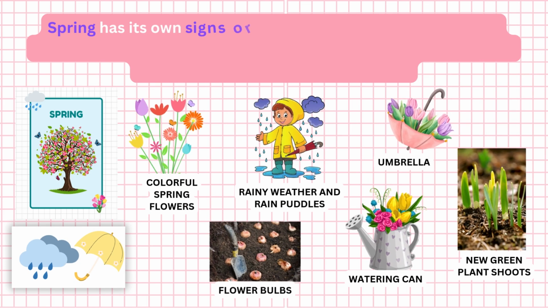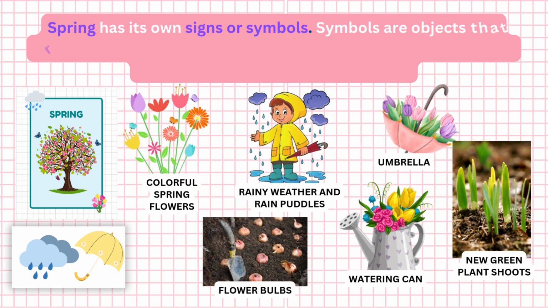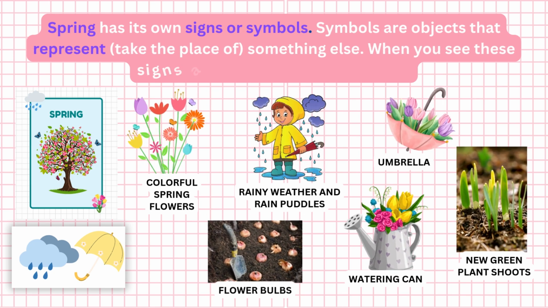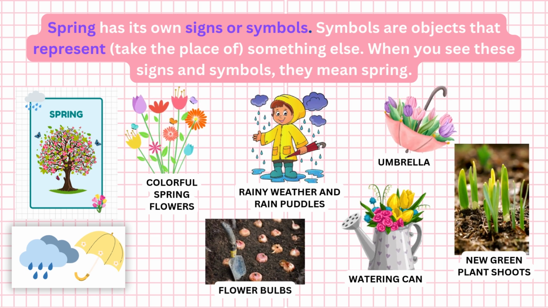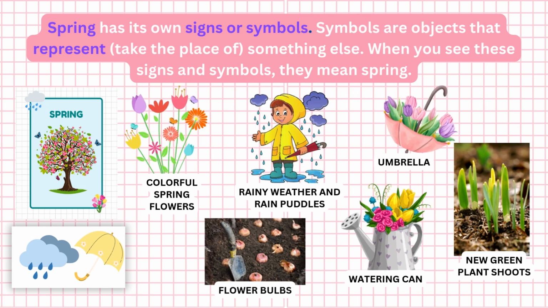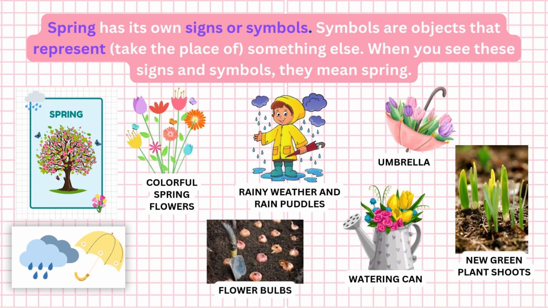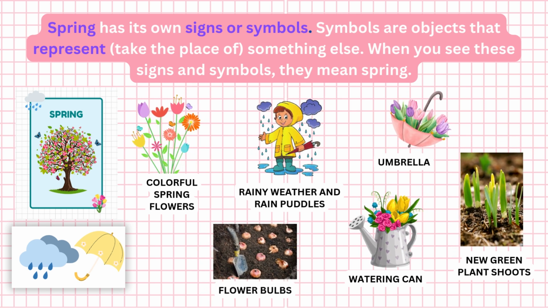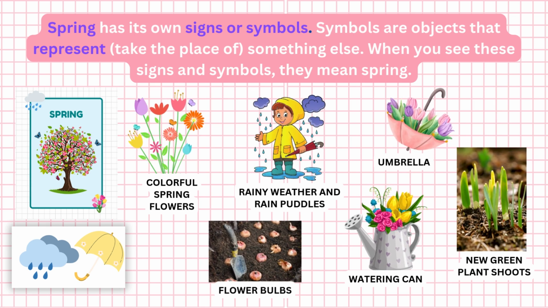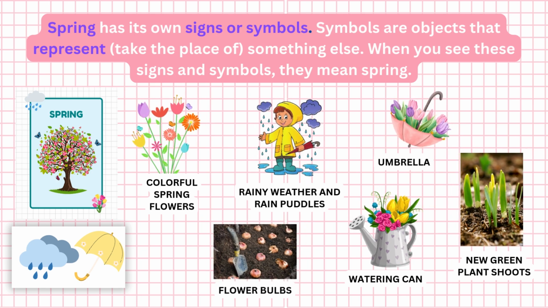Spring has its own signs or symbols. Symbols are objects that represent or take the place of something else. When you see these signs and symbols, they mean spring. Colorful spring flowers, rainy weather and rain puddles, umbrellas, flower bulbs, watering cans, and new green plant shoots.